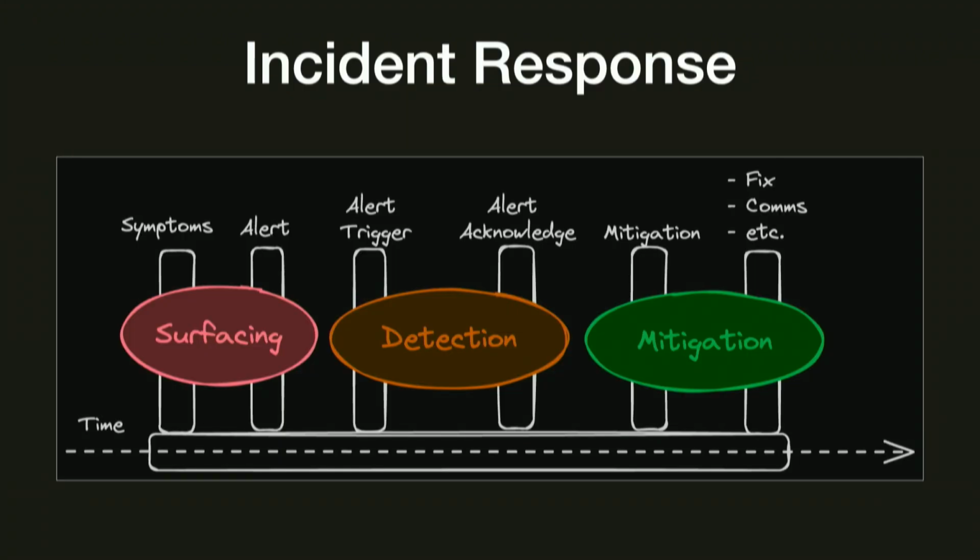So let's take a very classic definition of incident response. We start with the surfacing of the issue. The hacker sends the malicious transaction in the mempool. That should trigger some alert. So now we know the hack is going on. We have detected it. And finally, we want to mitigate, right? We want to do something about it.